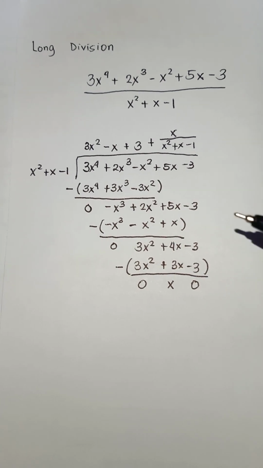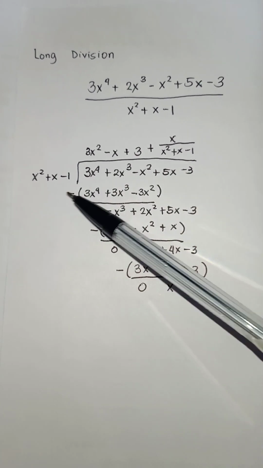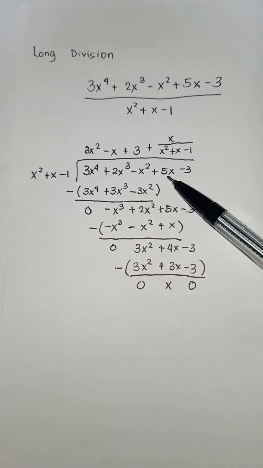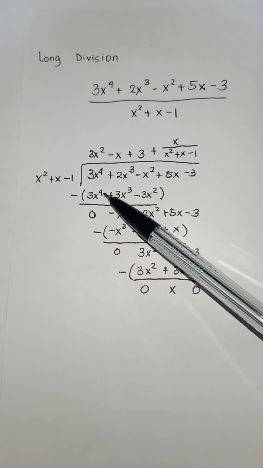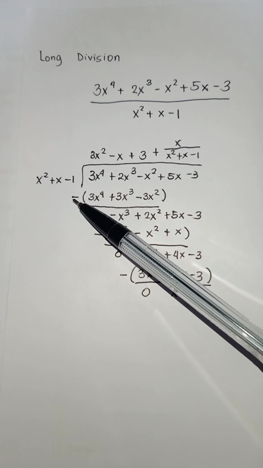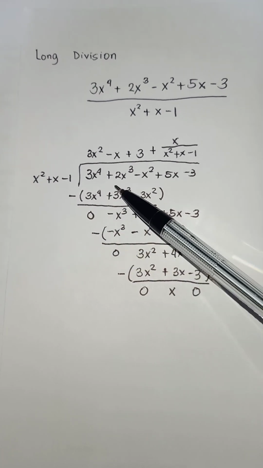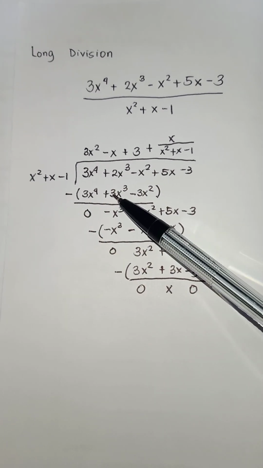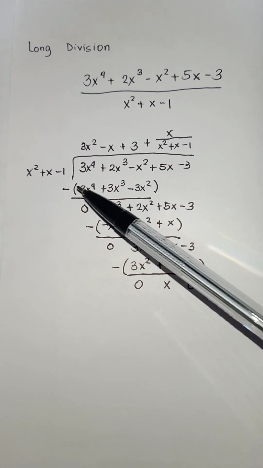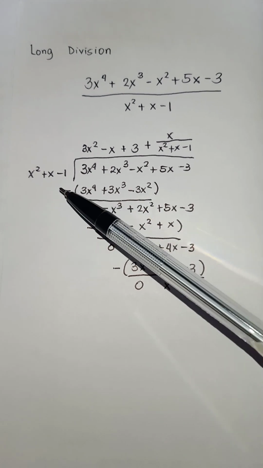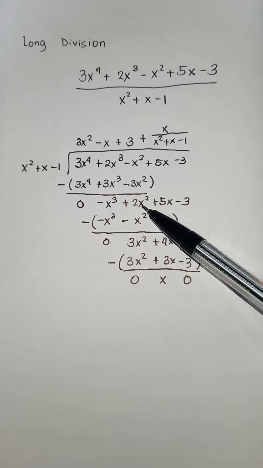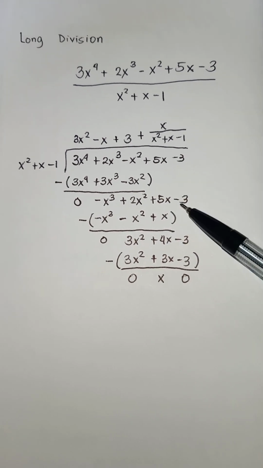Just like in regular division of numbers, after multiplying, we subtract this whole expression from here. So we subtract, therefore we change the signs of each of these terms. 3x to the fourth minus 3x to the fourth is 0. Then 2x cubed minus 3x cubed becomes negative x cubed. Negative x squared minus negative 3x squared, negative times negative becomes positive, so we have positive 2x squared. Then bring down 5x, bring down negative 3.